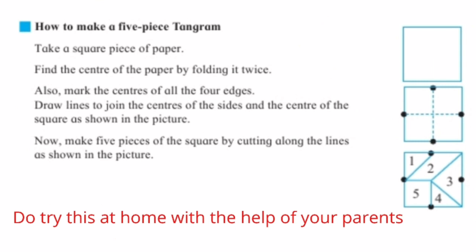Take a square piece of paper. Find the center of the paper by folding it twice. Also, mark the centers of all the 4 edges. Draw lines to join the centers of the side and the center of the square as shown in the figure. Now, make 5 pieces of the square by cutting along the lines as shown in the figure.